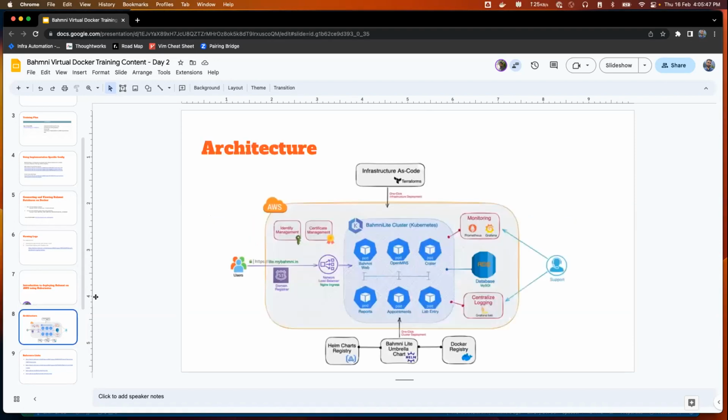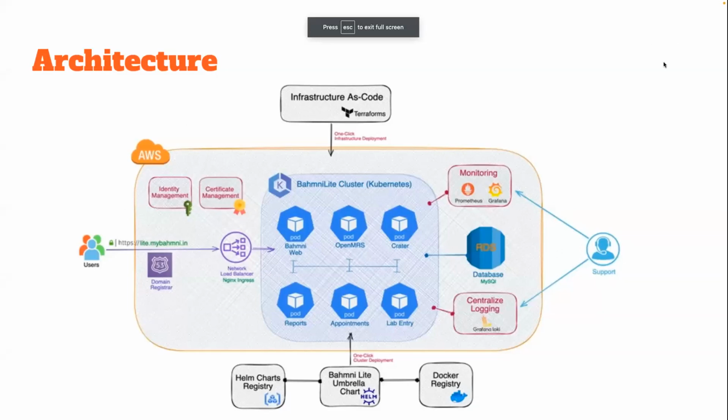So I'll first give an overview of the architecture that we use for Bahmni on cloud. Now it all starts from here, the infrastructure as code. We use Terraform as an IaC tool. I'll take you through the code later, but when we deploy the infrastructure as code using Terraform, it starts a few services on our AWS account. Things like networking, the VPC subnets, everything get created automatically. The EKS cluster gets created, the Elastic Kubernetes cluster. The RDS database gets created.